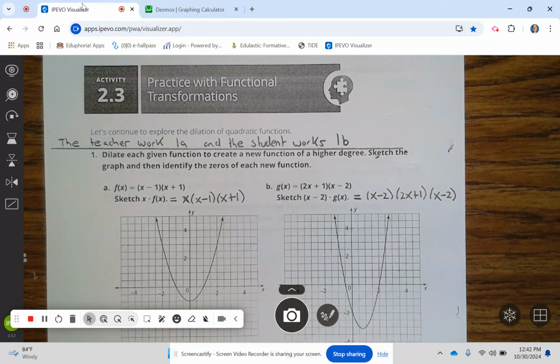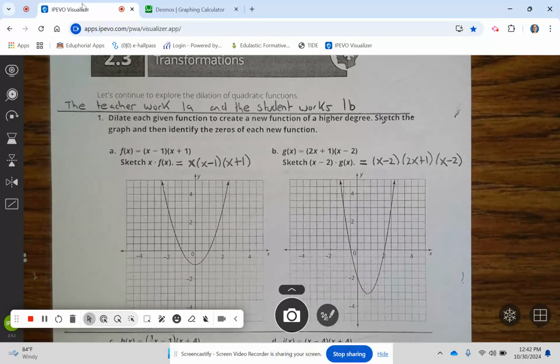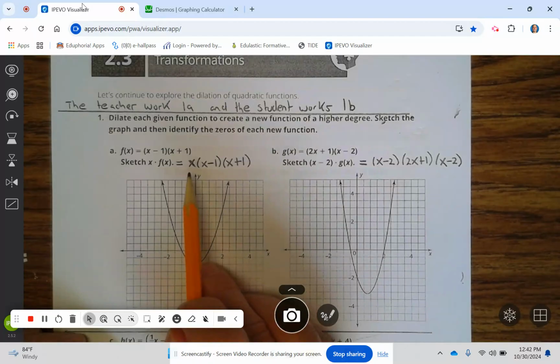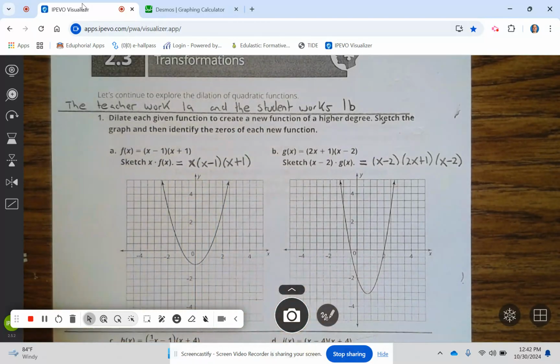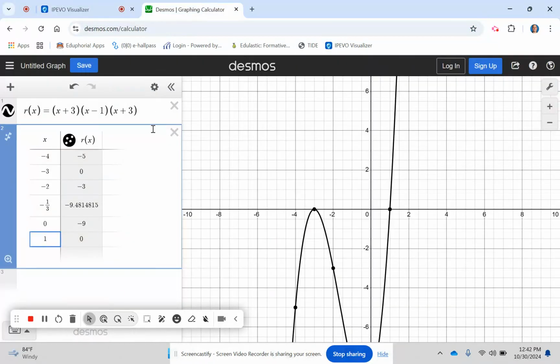All right, the teacher works 1A and the student works 1B. 1. Dilate each given function to create a new function of a higher degree. Sketch the graph, then identify the zeros of the new function. All right, so 1. Sketch x times x minus 1 times x plus 1. Okay, so let's go ahead and do that.